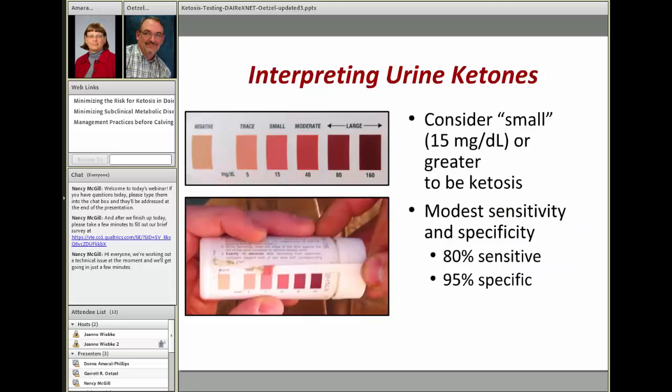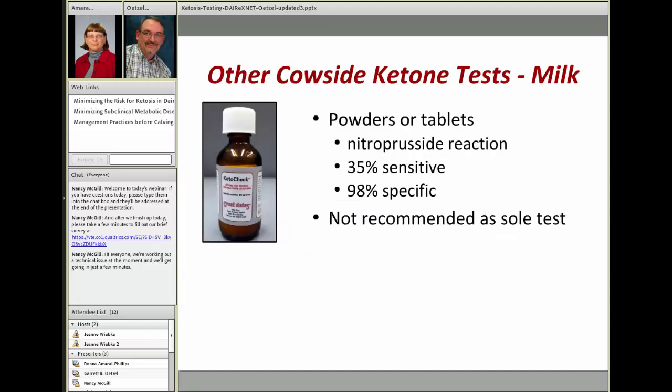Let's say you do get your urine sample from a cow. It has a scale that we would be reading, and I'm sure most of our listeners are familiar with that. We're going to call them ketotic starting at small, so it's 15 milligrams per deciliter. This is acetoacetate that we're measuring in the urine. So 15 or higher is going to be ketosis. And this is going to have modest sensitivity and modest specificity, about 80% sensitive, 95% specific. You do it right, you're not going to get a lot of false positives. A little worried about the false negatives, not terrible, but not the best either. So that's a test that's been around, is one that we use.